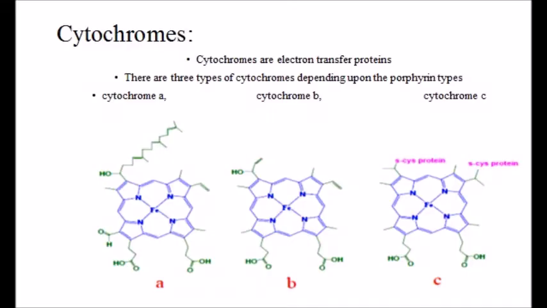Cytochromes are electron transfer proteins. There are three types of cytochromes depending on the porphyrin type: cytochrome a, cytochrome b, and cytochrome c. Only the side chain is different in the three structures.